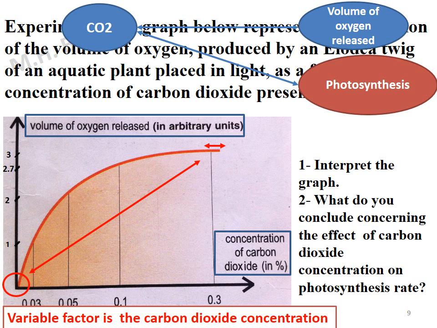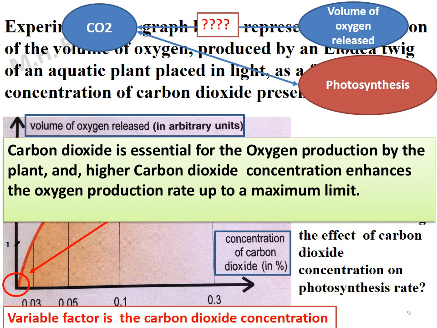Thinking about such results will lead you to know the relation between the variable factor and the result, meaning, the relation between the carbon dioxide concentration and the volume of oxygen released. So, this leads to a significance, which is: carbon dioxide is essential for the oxygen production by the plant, and higher carbon dioxide concentration enhances the oxygen production rate up to a maximum limit.